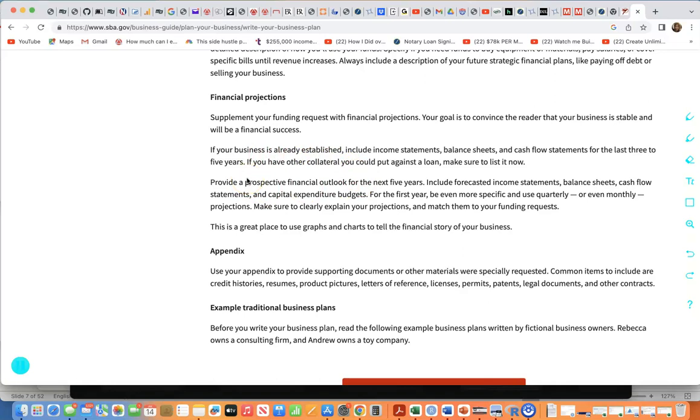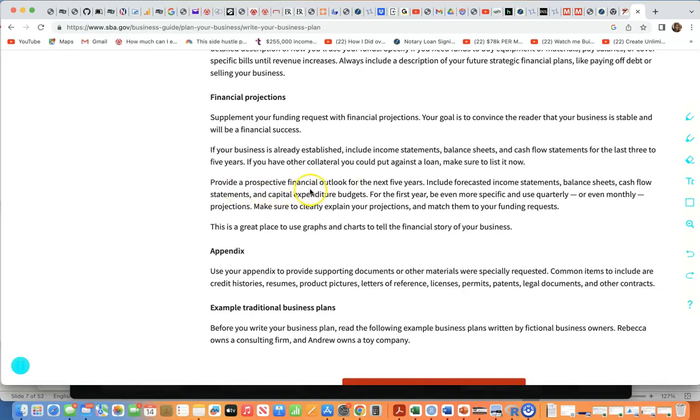Your balance sheet shows your assets, your liabilities, and your equity. Your cash flow statement shows the money coming in, inflows of cash and outflows of cash for the last 3 to 5 years, again, if you're an established business. Also, if you have any collateral you can put up, you want to list that collateral. And collateral is just there in case you default on the loan. The lender can then take that collateral back in place of being paid back.